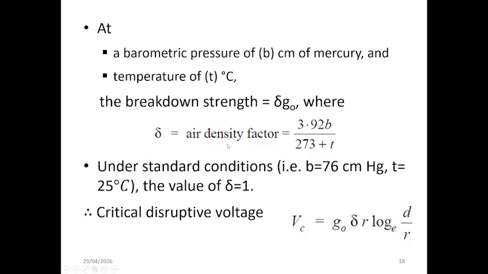So under standard atmospheric conditions, it means B is equal to 76 centimeter of mercury and T is equal to 25 degrees centigrade, the value of delta is equal to 1. Therefore, the critical disruptive voltage under actual atmospheric conditions is adjusted using this air density factor, showing that corona formation is strongly dependent on environmental variations in pressure and temperature.